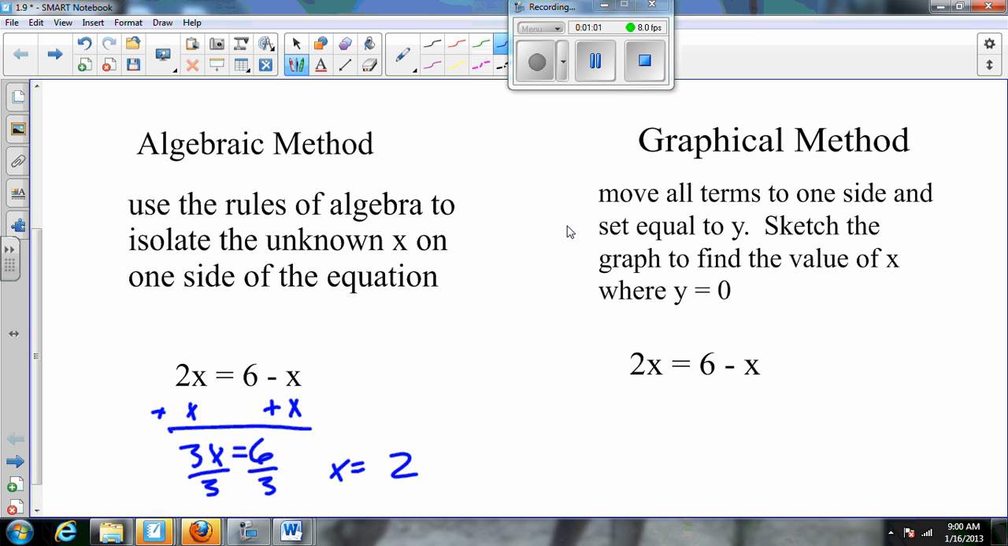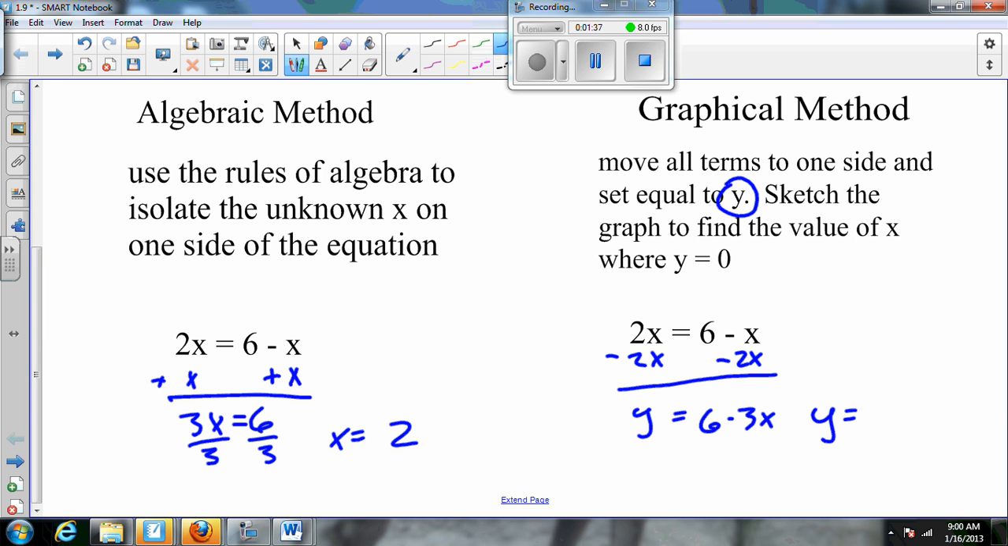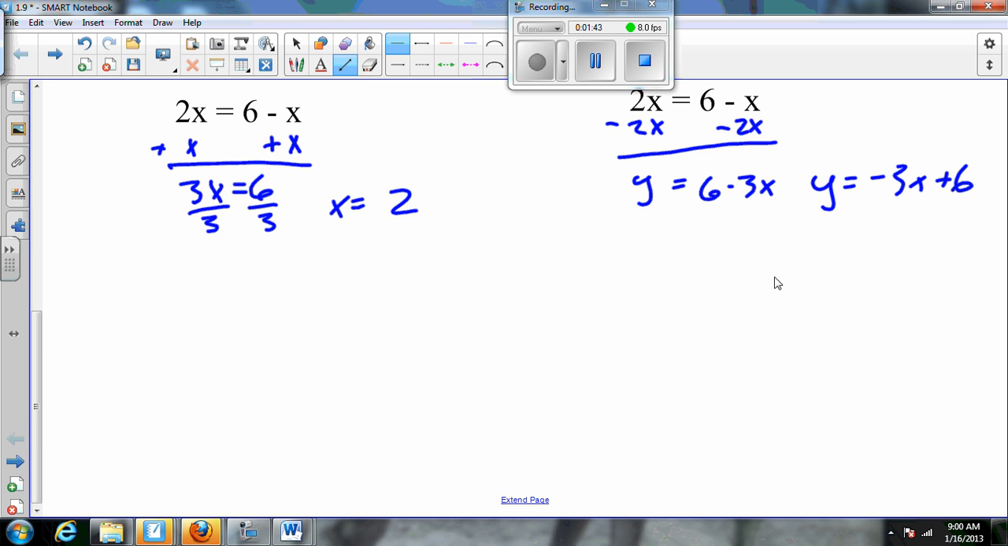The graphical method tells us to move all terms to one side and set the equation equal to y, and then sketch the graph to find the value of x for y equals 0. Okay, so we need everything on one side, so let's just move the 2x, because it's only one term. We bring down the 6 minus 3x equals, and now it says set it equal to y. Let's put that in slope-intercept form. Y equals negative 3x plus 6. So now we are to graph it.